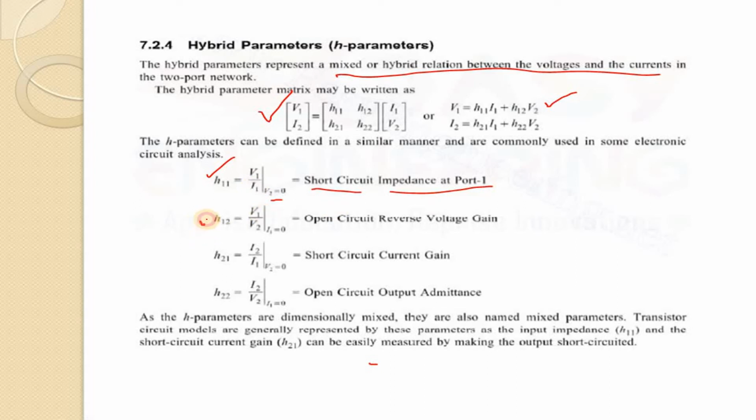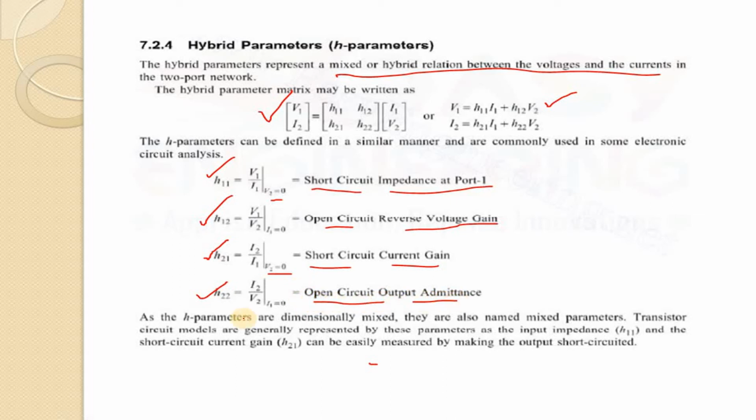Second one, H12, is the ratio V1 by V2 when I1 equals 0, that means it is open circuit. So it is open circuit reverse voltage gain. Again it is gain because it is a ratio between input voltage and output voltage. Thirdly, H21 is I2 by I1 when V2 equals 0, that means short circuit, and between two currents, so it is current gain. Fourthly, H22 is I2 by V2 when I1 equals 0, so it is open circuit output admittance.